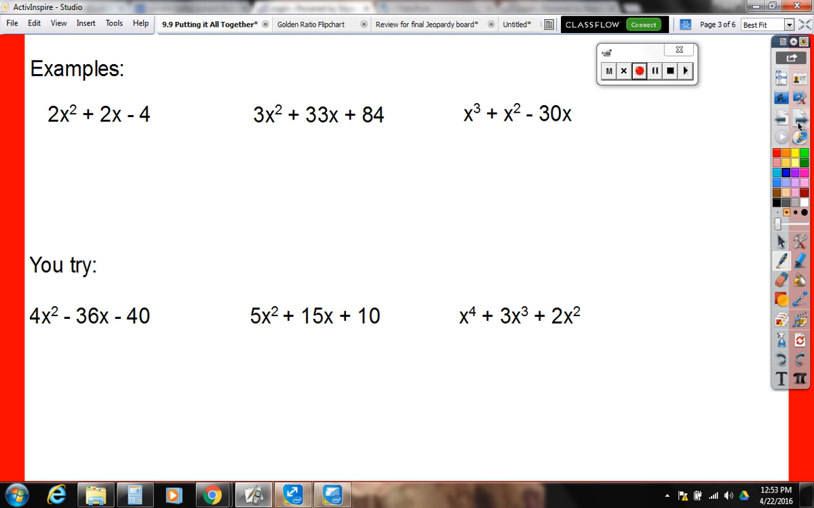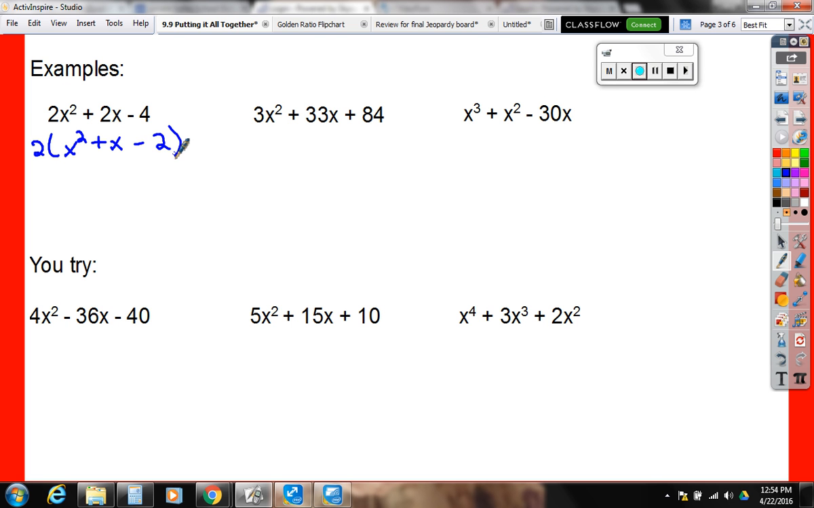Carly? By 2. Yeah, you could divide them all by 2. So we'll factor out a 2. What are we going to be left with? Minus 2. Good. Now we need to factor the trinomial that we got.